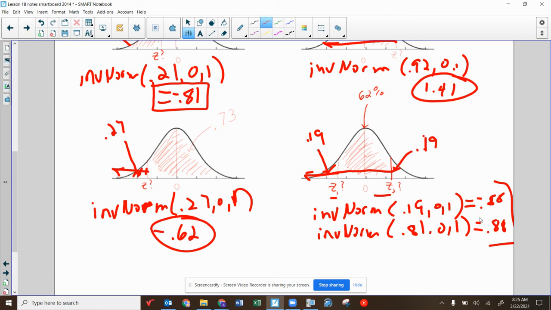All right, that is standard normal distribution. If you know how to do this stuff, everything else in the chapter is pretty much a continuation of that.